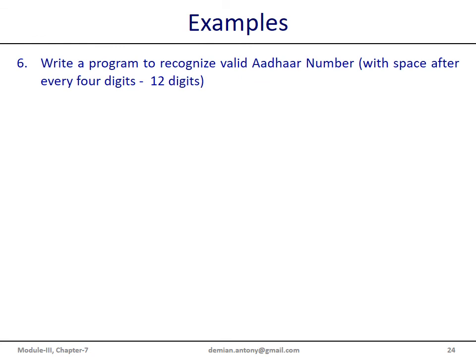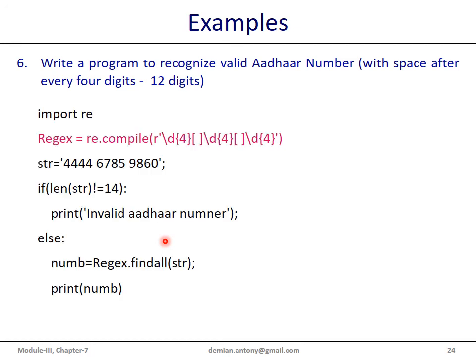As a last program, let us take up Aadhaar number recognition. We know that an Aadhaar number is of 12 digits, and we normally find a space between the 4-digit groups of numbers. First we have a 4-digit number, then one space, then again a 4-digit number, space, followed by the last 4-digit number. This is the common format of an Aadhaar number. Let us try to recognize the Aadhaar number with a suitable regular expression.